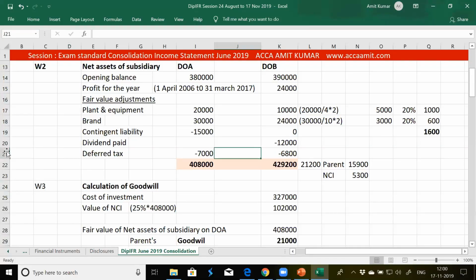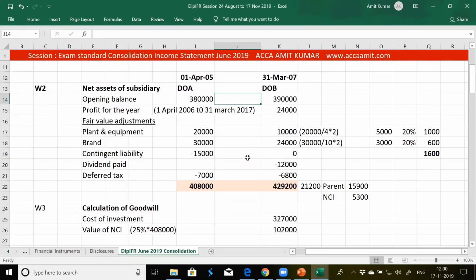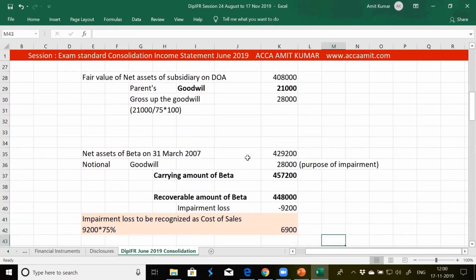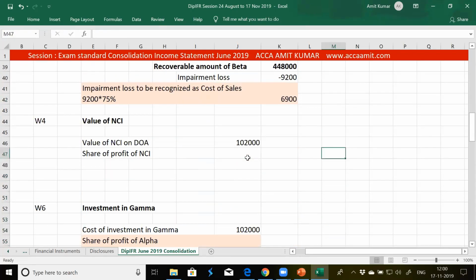So this calculation is for the balance sheet positions. That balance sheet position after 2 years from the date of acquisition, from 1st April 5 to 31st March 7, this is perfect. And the value of NCI, like share of profit from the date of acquisition to the date of balance sheet, of NCI, is 5300. So working note number 4 is share of profit from NCI.